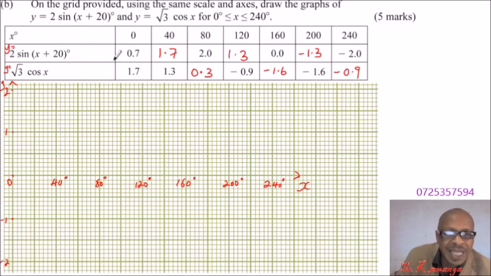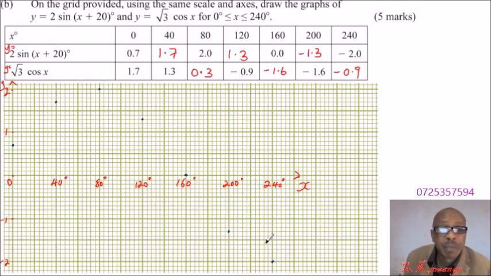When x is 80, y is 2. When x is 120, y is 1.3. 1.3 is there. When x is 160, y is 0 there. When x is 200, y is minus 1.3. Minus 1.3 should be there. And when x is 240, you get y is minus 2.